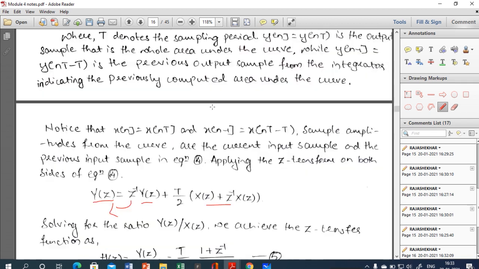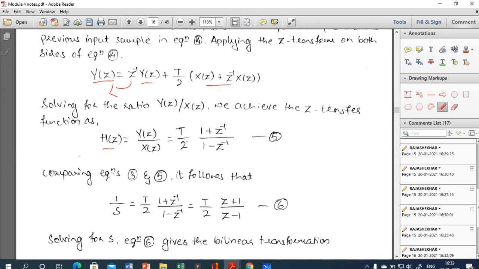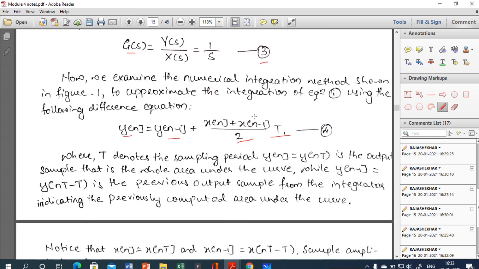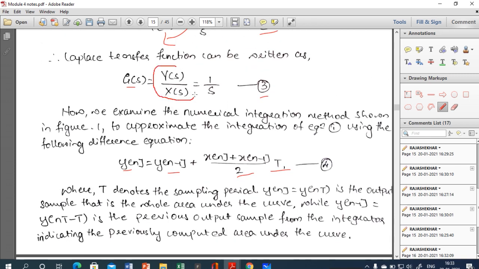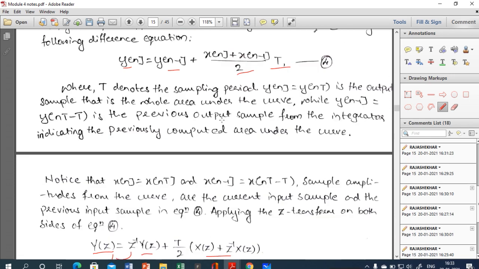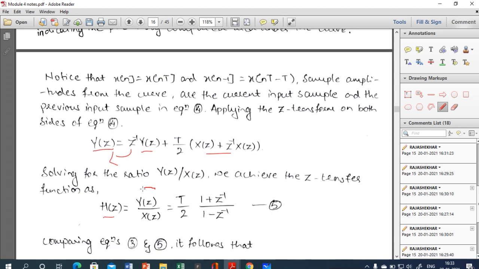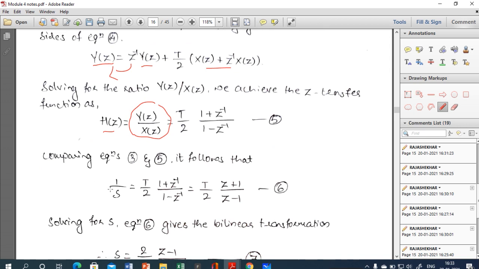Comparing these two, we can write 1 by s, because y of s by x of s is nothing but 1 by s. That can be replaced by y of z by x of z, as both are the same here. So y of z by x of z or y of s by x of s can be written as 1 by s. Therefore 1 by s equals t by 2 into 1 plus z to the power minus 1 by 1 minus z to the power minus 1.